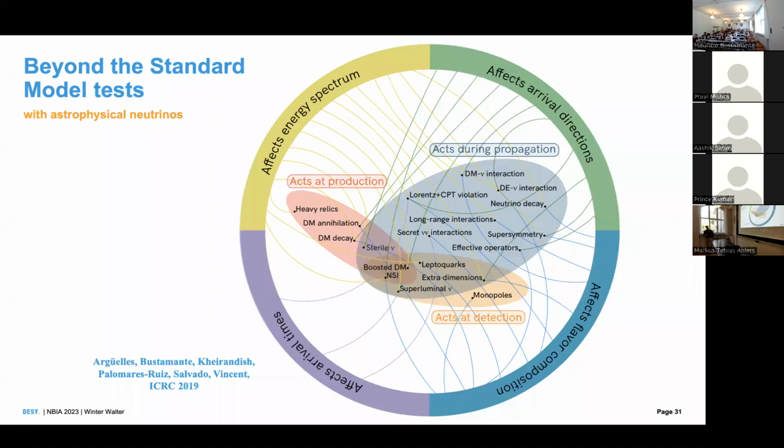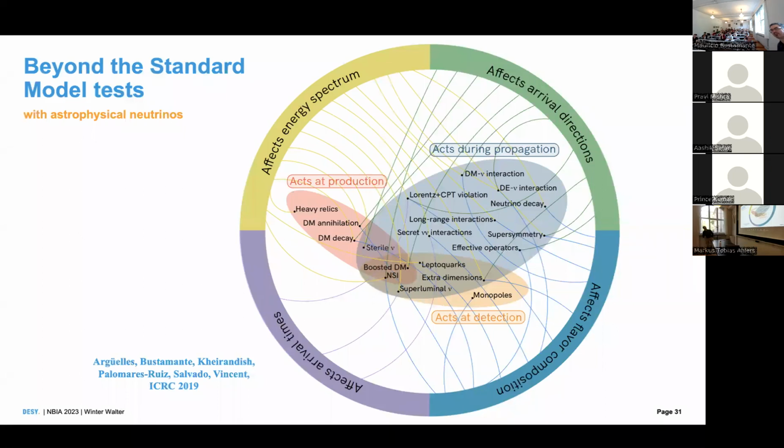Okay, of course, this is not the only way we can test physics beyond the standard model. Maurizio and some collaborators produced a nice figure, which I never fully understood. But anyway, you can test neutrinos, with physics beyond the standard model affecting the arrival time, the energy spectrum, the arrival directions, or the composition.